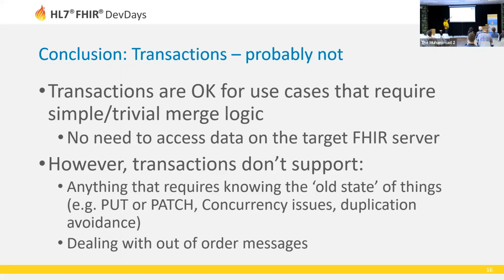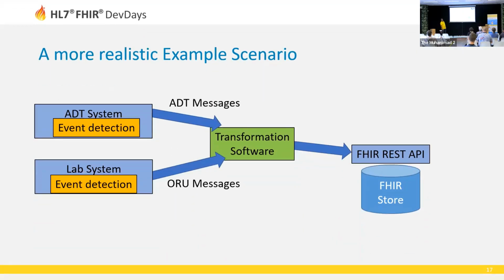And transactions dealing with out-of-order messages. That's obviously a problem, which we are well familiar with in version 2, that if you have multiple parties sending you stuff, then it's not necessarily that all those messages will arrive in order, which means your repository is going to contain the wrong data. So you need to be able to deal with that as well.